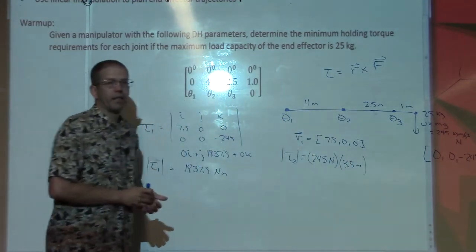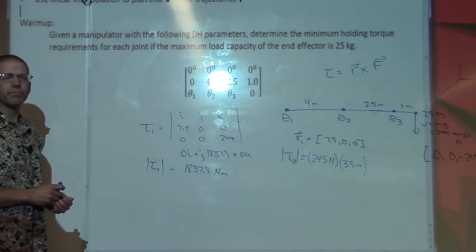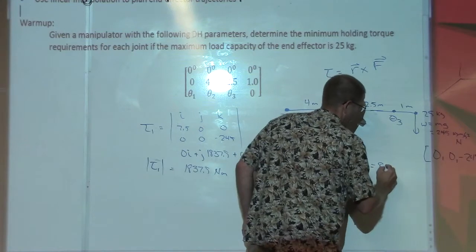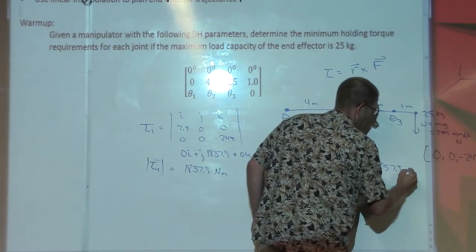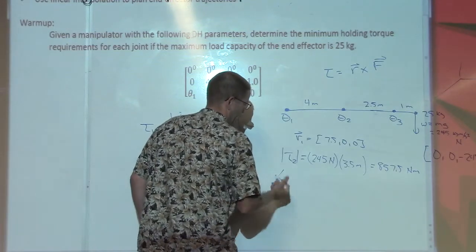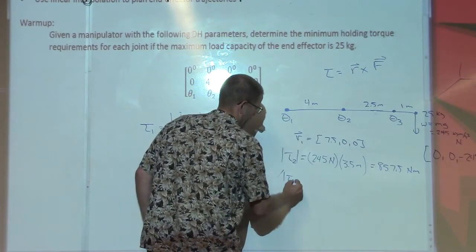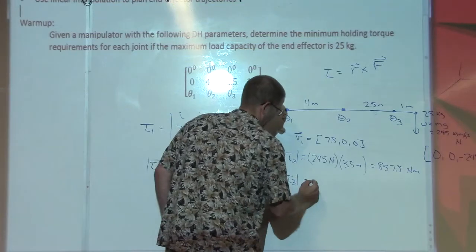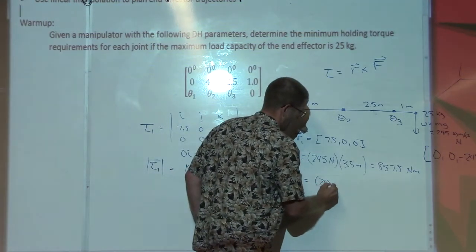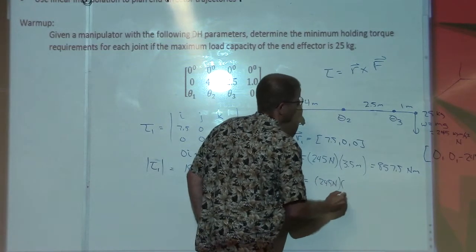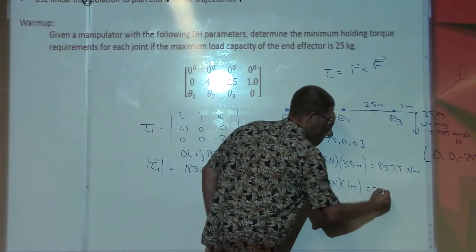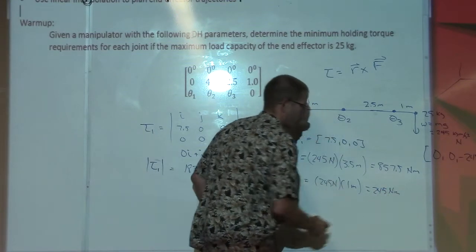And what's that give us? 857.5. Okay, and finally, I'll do the last one. The magnitude of the torque on the third joint would be the 245 newtons times the 1 meter to give us 245 Newton meters.